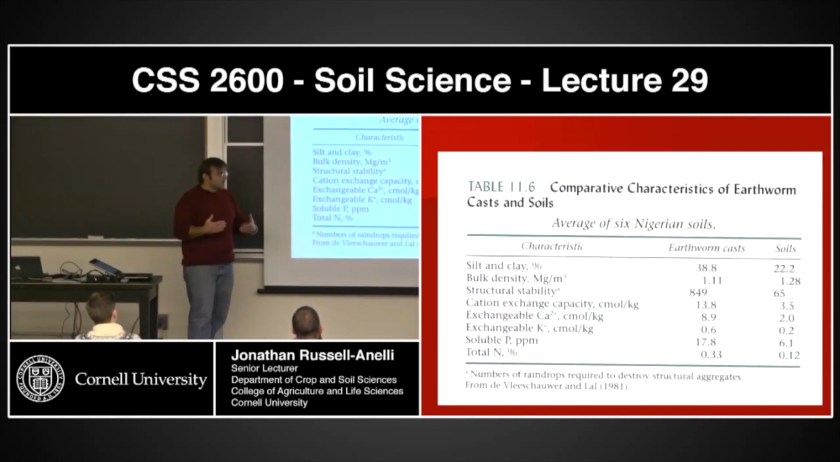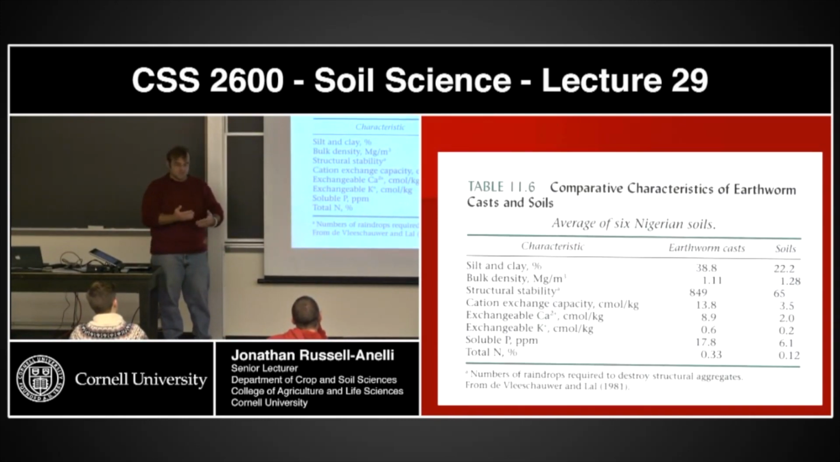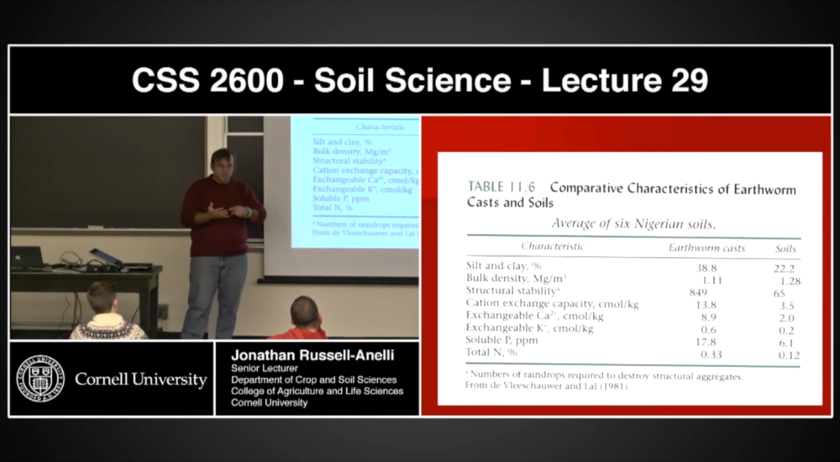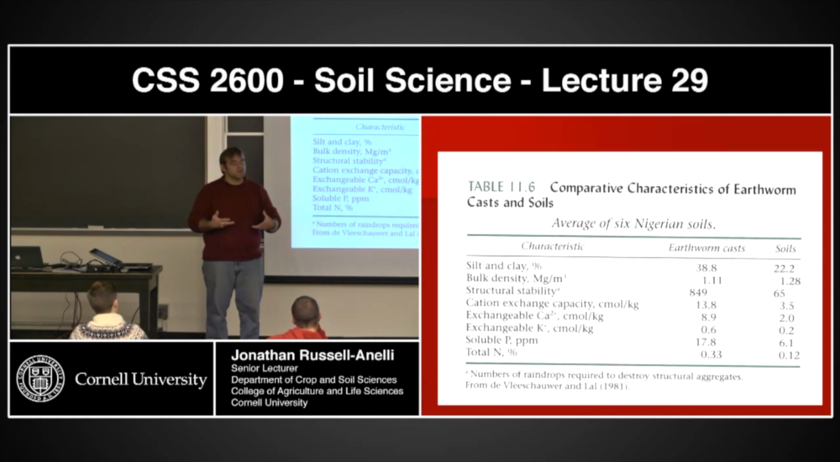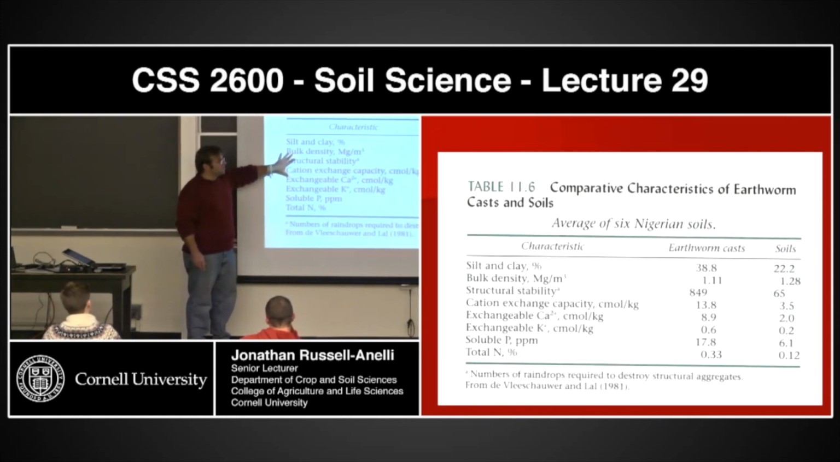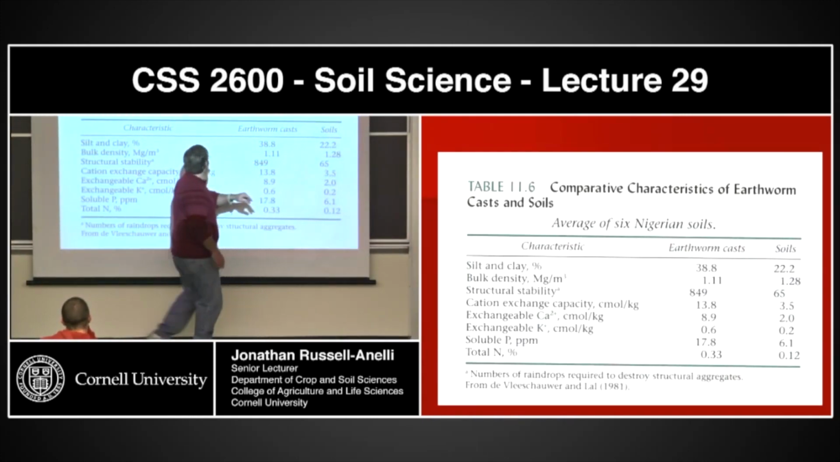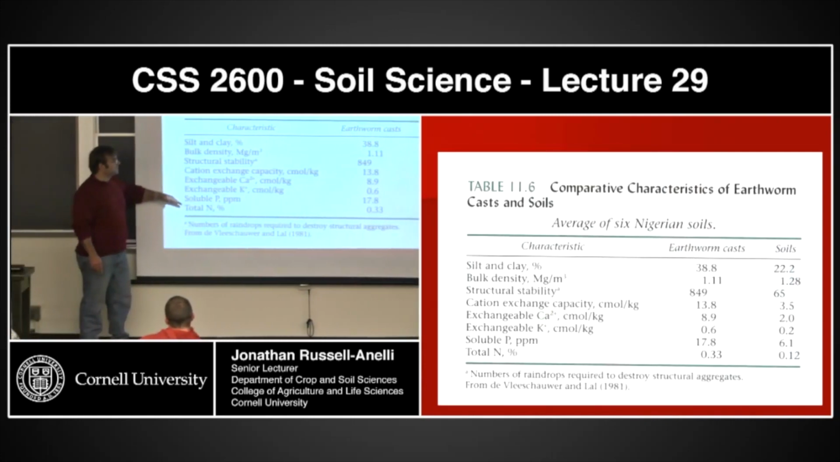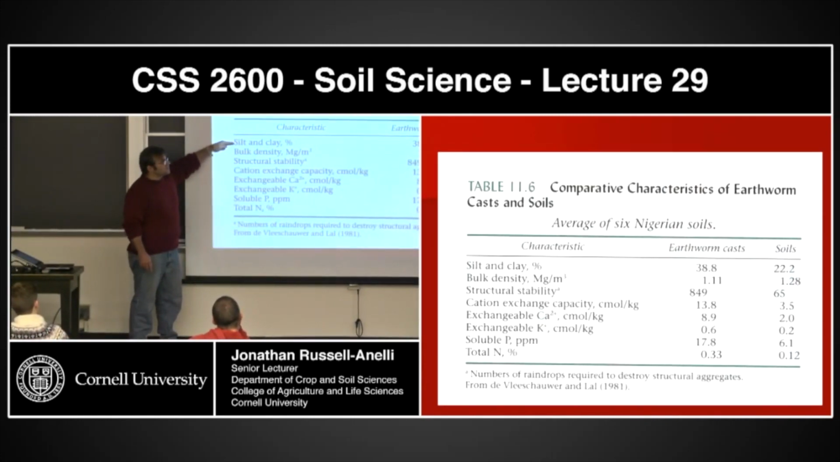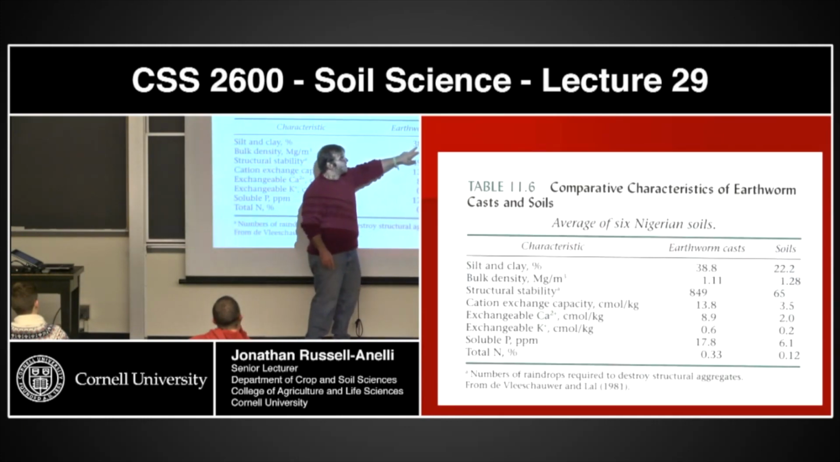All right, let's take a look again at these casts, though. Okay, so we've looked at the stability, or I should say the structural creation of structure. We also looked at the aeration. But these casts do something else. We're looking at a table here that's basically comparative characteristics of earthworm casts versus soil. These are soils that are in Nigeria, and they're looking at the casts themselves versus the soils, and at a number of different things. Okay. Silt and clay percentage. If you look at the silt and clay percentage, in the earthworm cast, it increases.